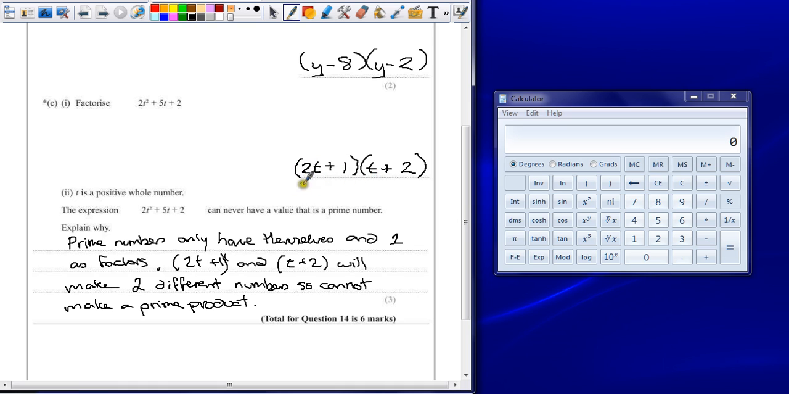You can give examples by saying, I'm just going to add this at the bottom, e.g. if t equals 3, 2t plus 1 is 7 multiplied by 5. So while these are both prime numbers, the product is not. So therefore, because it has extra factors, it cannot be a prime number. In your own words, describe that as best you can.